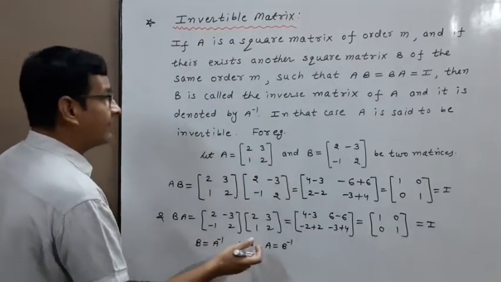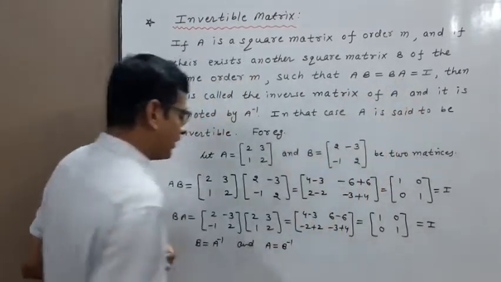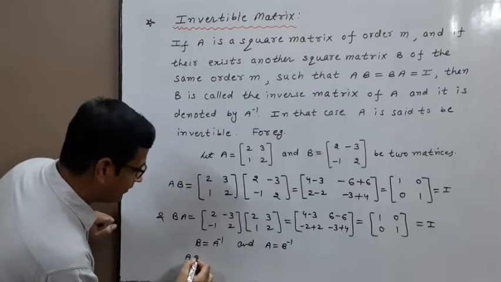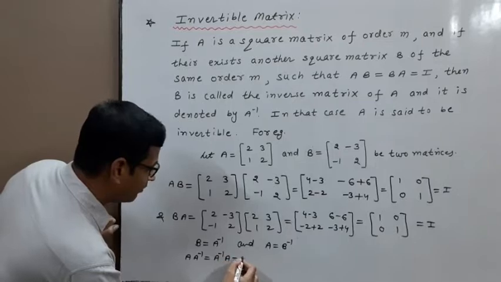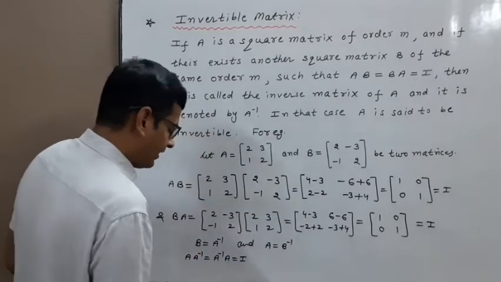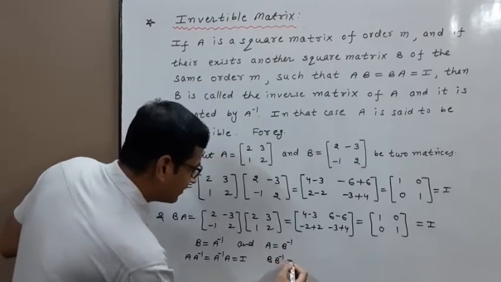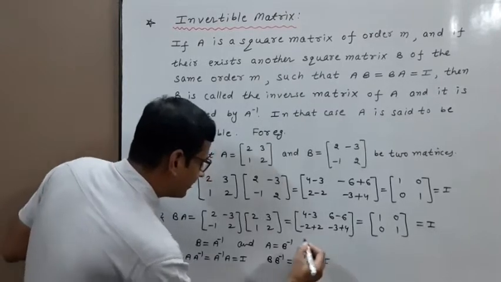Now replace both the values. AB equal to BA equal to I. If B is inverse of A, then we can write A into A inverse is equal to A inverse into A equal to identity matrix. Or if A is inverse of B, then we can write B into B inverse is equal to B inverse into B equal to identity matrix.